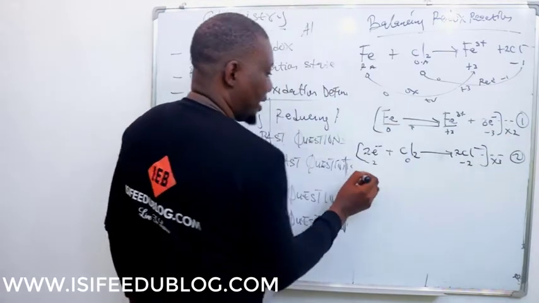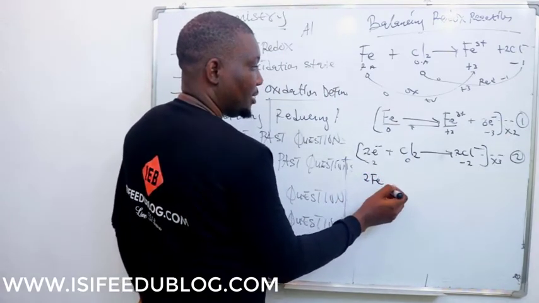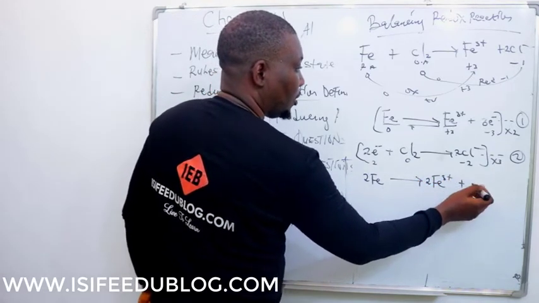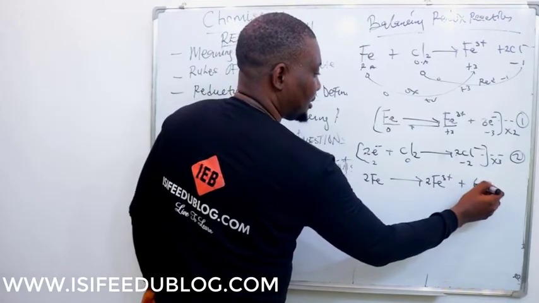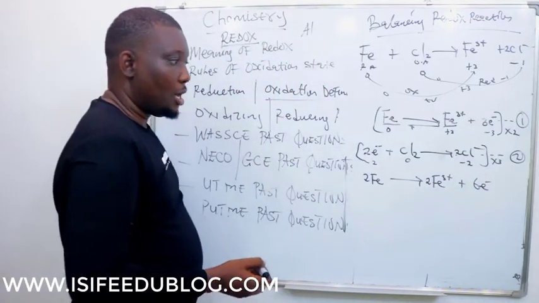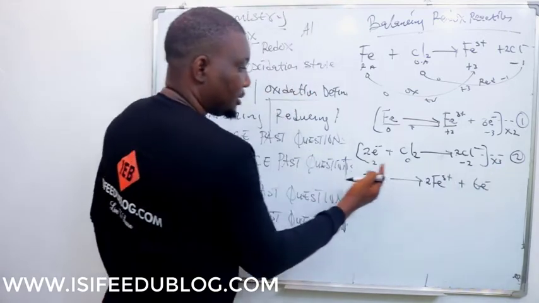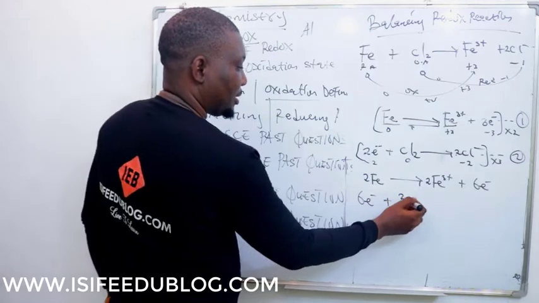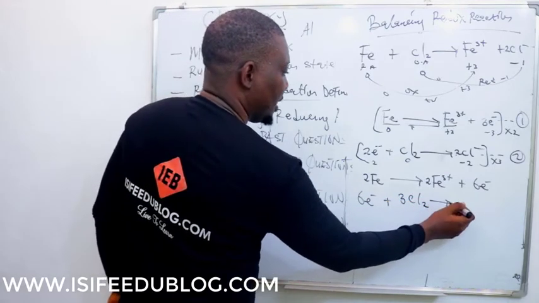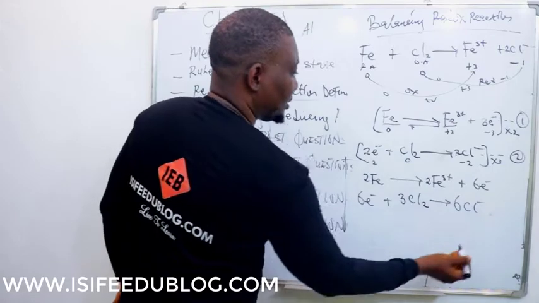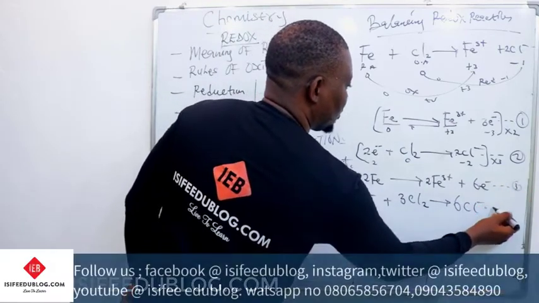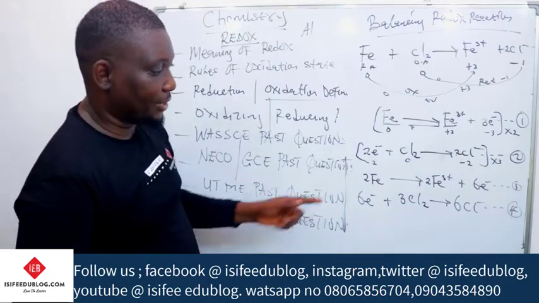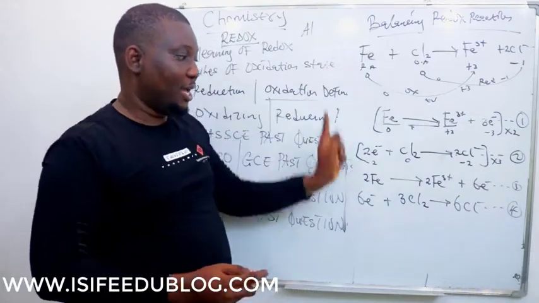So here, 2 goes here, I have 2Fe, giving me what? 2Fe3+ plus 2 times 3e minus is what? 6e minus. Then 3 times 2 here is 6e minus plus 3Cl2. What goes here is what? 6Cl minus. Let me call this equation 3, and let me also call this equation 4. Equations 3 and 4 are half cells. Equation 3 is the half cell oxidation, equation 4 the half cell reduction.